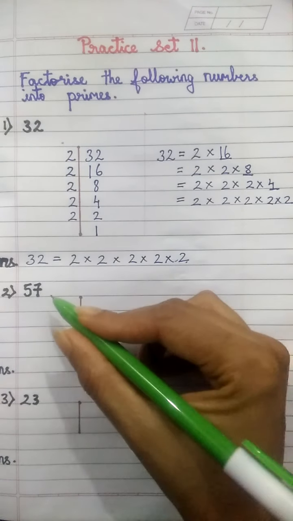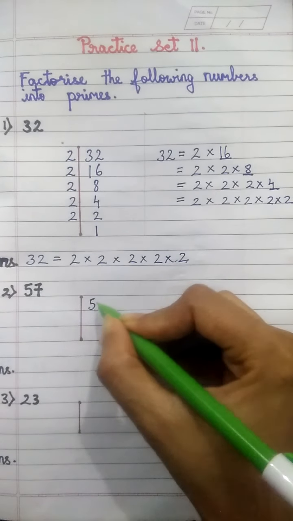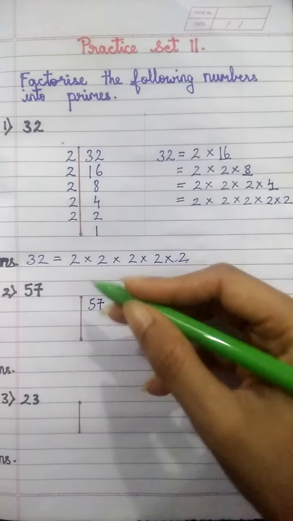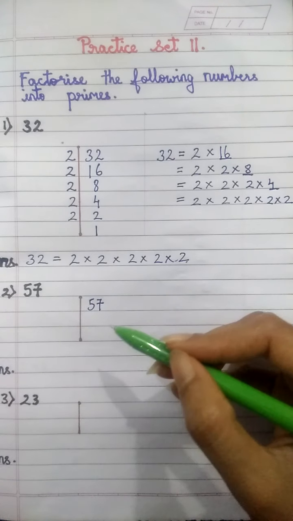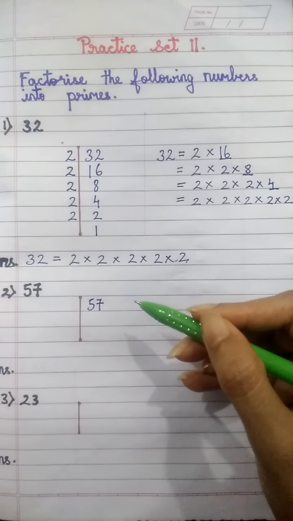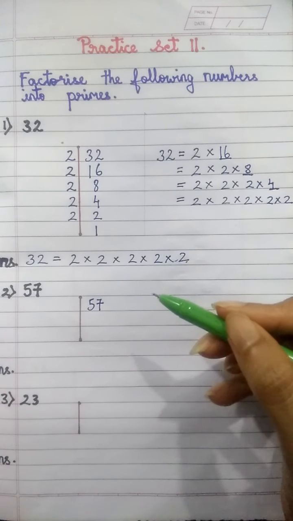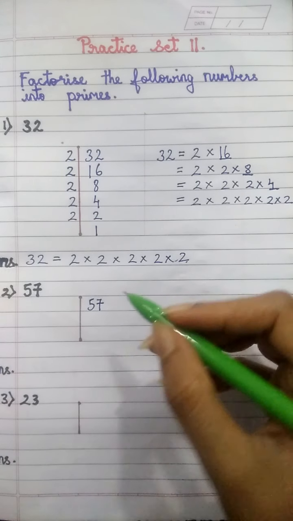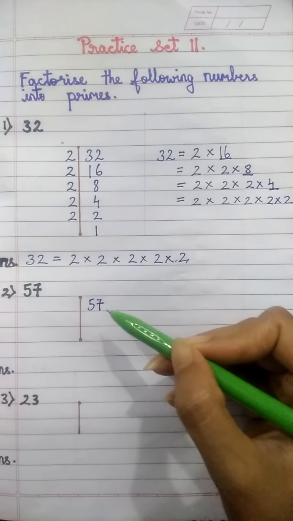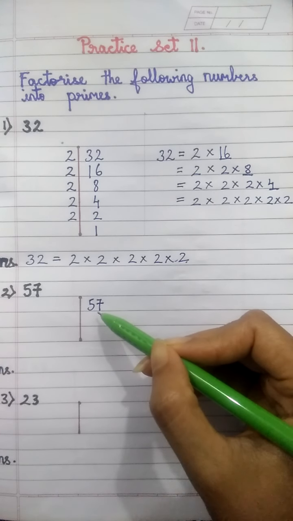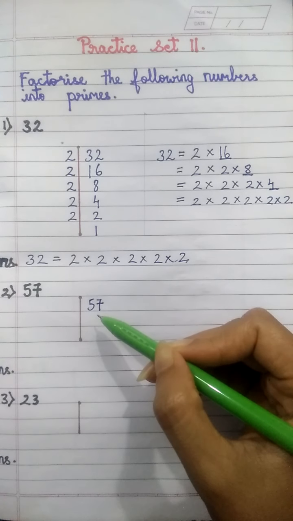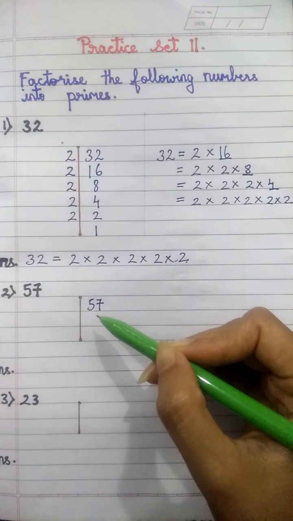Let's take the next question, 57. I find the vertical method is comparatively quicker, we can do it without any hassle. So we'll follow the vertical method. Now let's see the units place. In the units place we have 7 and 7 is not divisible by 2. So let's try the next prime number which is 3.